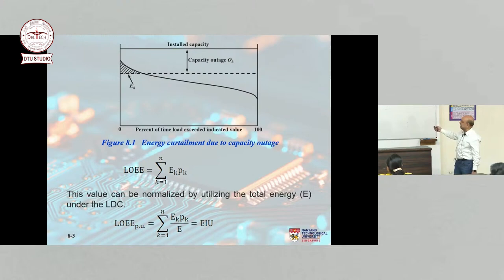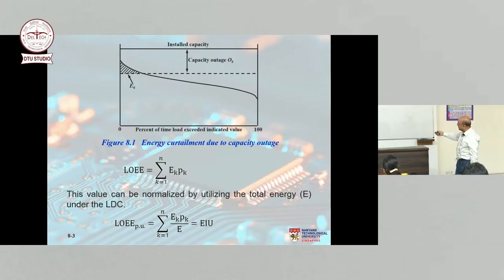So again, just to understand the concept, this is our installed capacity. This is the time, the load duration curve over 0 to 100% of the time, which could be daily, which could be monthly, which could be annual, doesn't matter. And if there is a capacity on outage, which may be O1, O2, O3, then you can see that we are not able to supply this much of energy after that capacity outage takes place. So our objective will be to find this E subscript K, and we already know the probability of that happening because we know the probability of this capacity outage, right? So therefore our calculations will become quite simple.